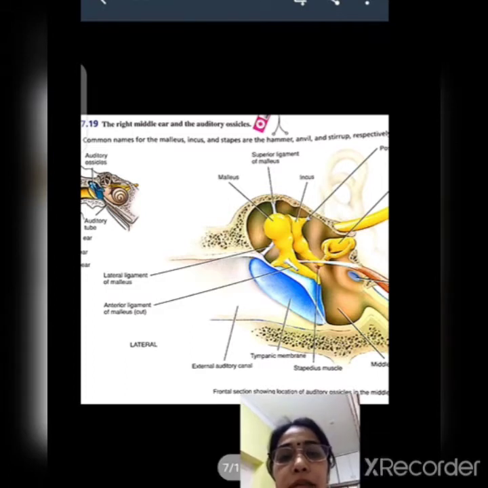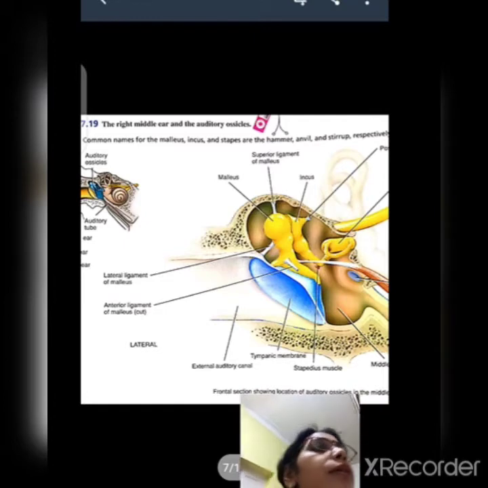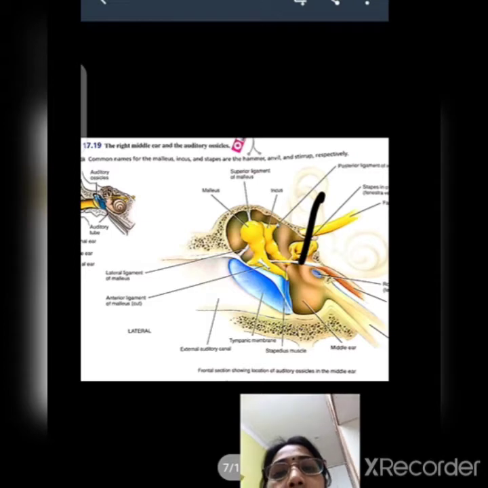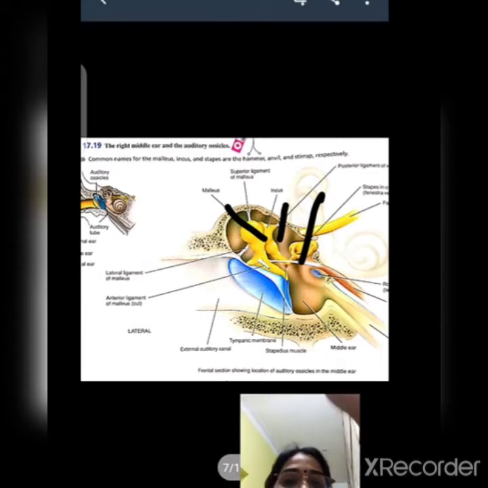These are the membranes. What else is there in this picture? As you can see, this is the stapes, this is the incus, and this is the malleus. This comes under the middle ear.